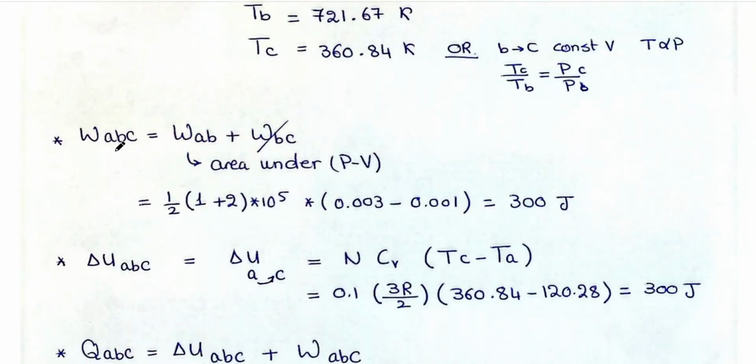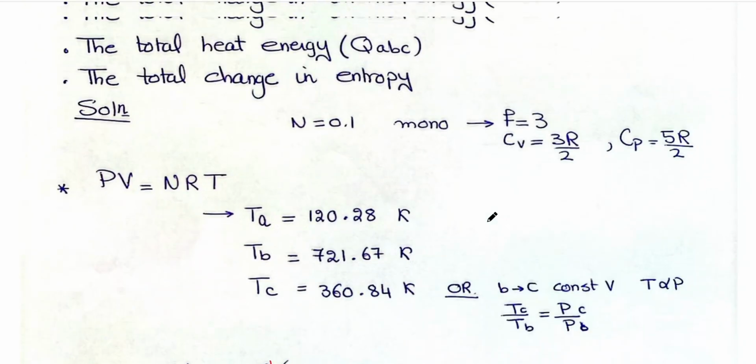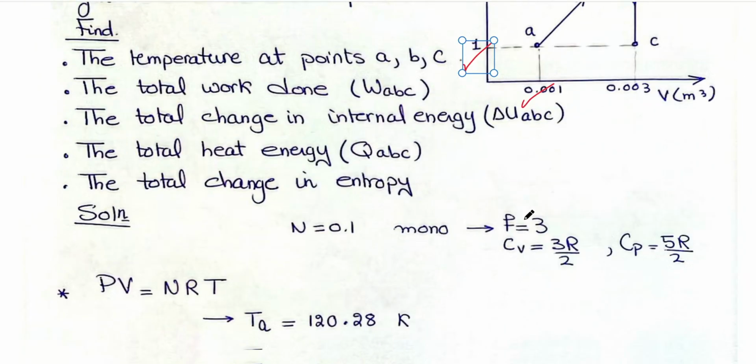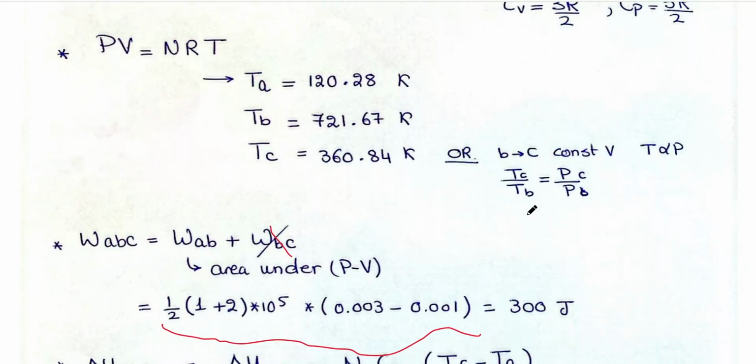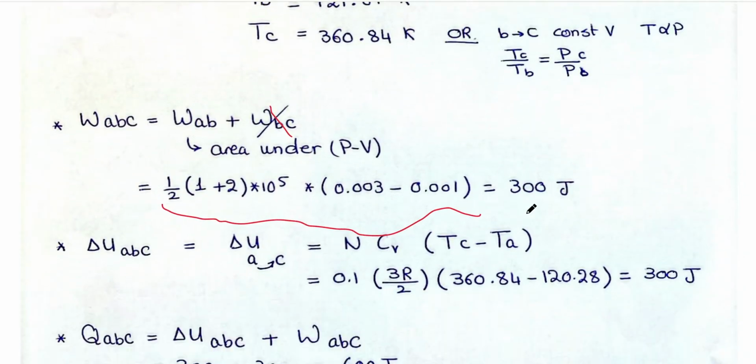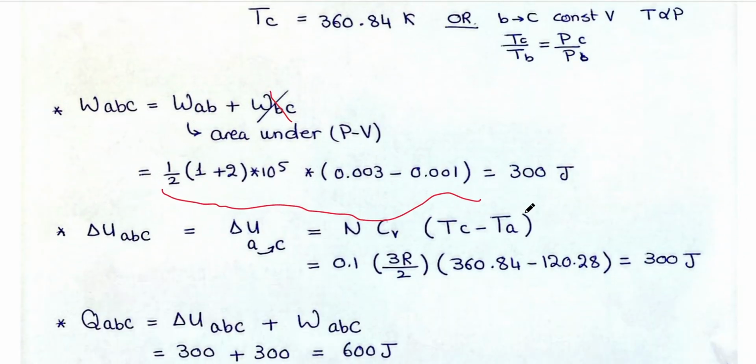So when you are calculating the work AB plus work BC, but this is 0 because it's constant volume, and just calculate the area under the curve. Again, it's an area of a trapezium. Try to calculate it and check your final answer with this final answer in your PDF file.